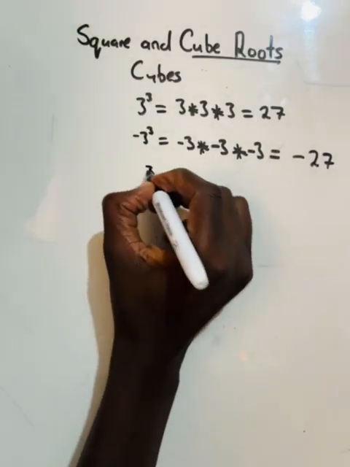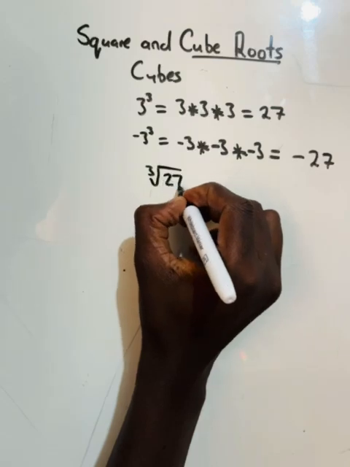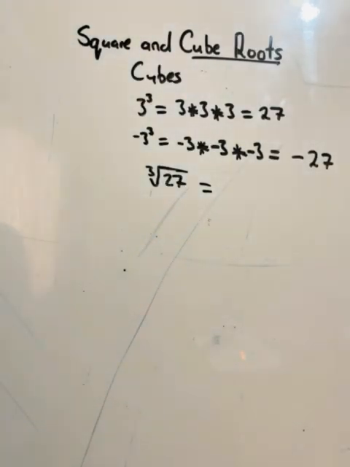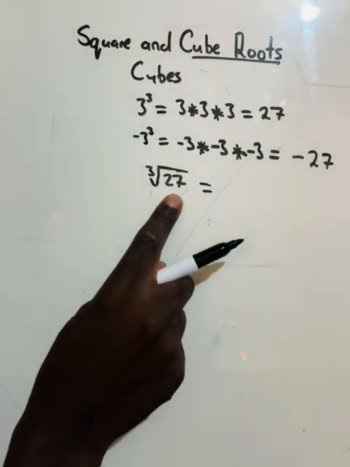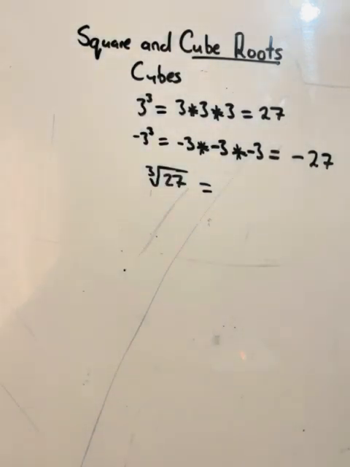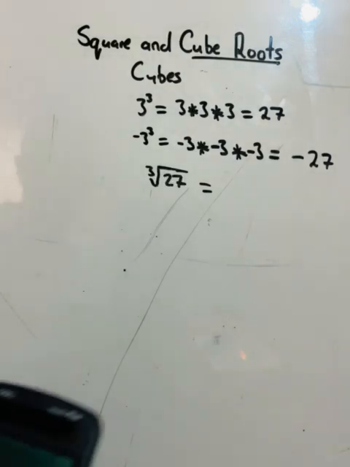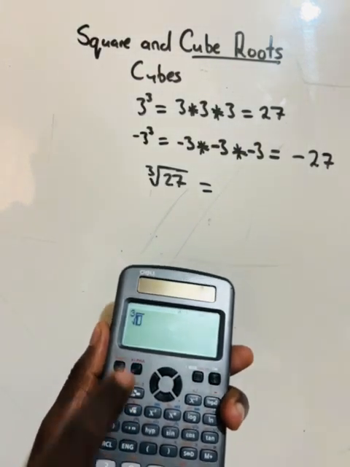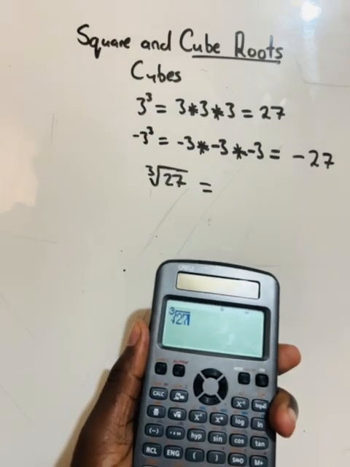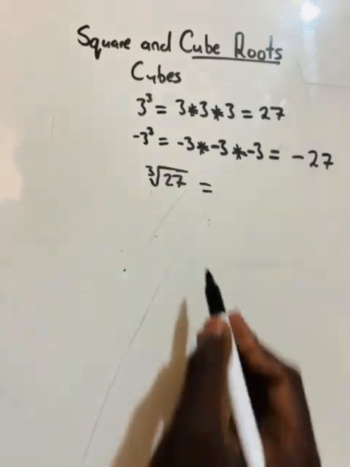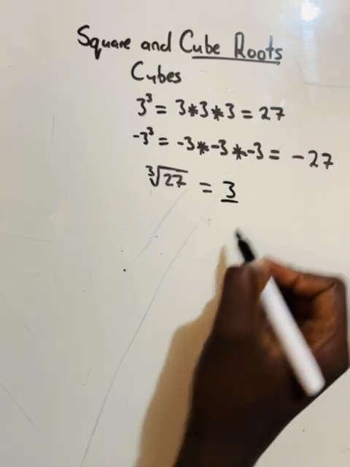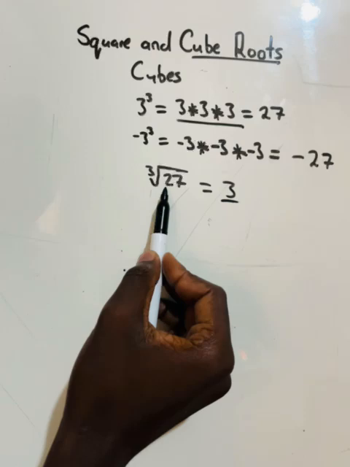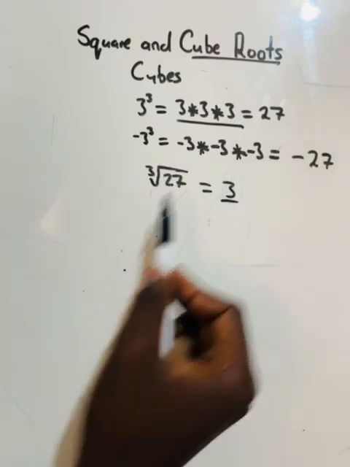Cube root of 27. So we want an identical number that multiplied by itself gives us 27. When we go to the calculator, what does it say? We simply press shift, then we've got the cube root of 27. It gives us 3. If you check here, that's what we used, 3. So the cube root of 27 is equal to 3.